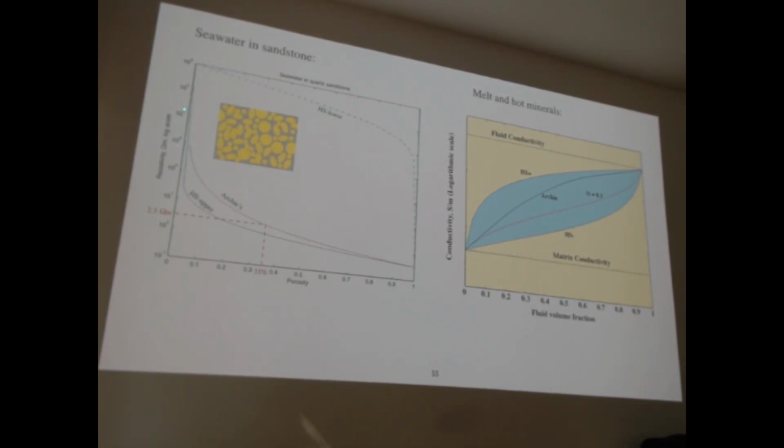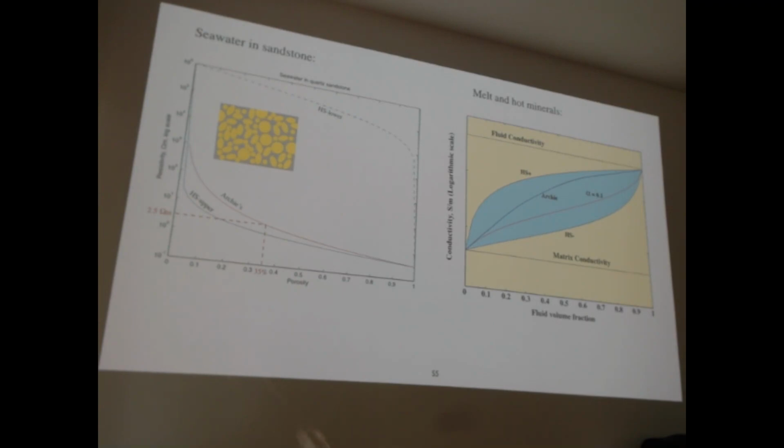Archie's law is this red line here. The HS lower bound, the HS upper bound is down here. That's the most conductive you can make it. And the lower bound is up here. So these bounds aren't very useful. But if you've got a fluid system with maybe conductive minerals along with conductive water, these bounds narrow down.